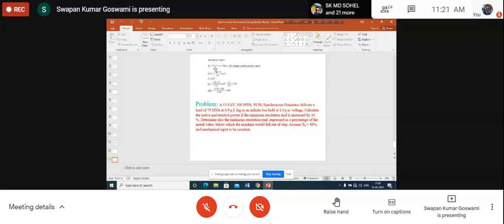Again, we have seen in the case of a synchronous generator, if you increase the excitation, what happens? Delta decreases. Increasing excitation from the previous value to 1.8 per unit, delta has reduced. The more you increase the excitation field current, the more the value of delta will decrease. So with this reduced value of delta, how much is the reactive power?